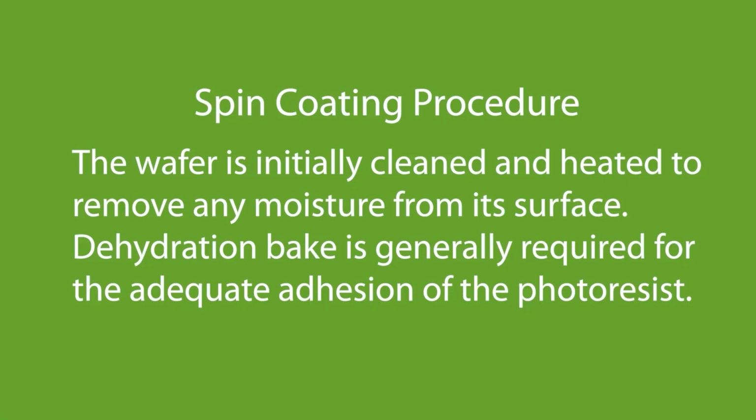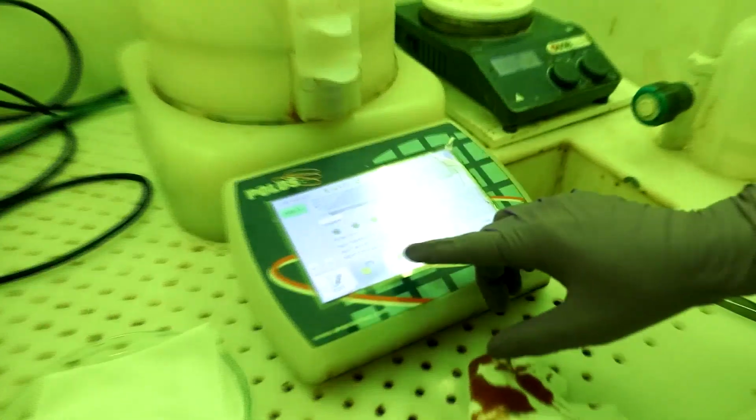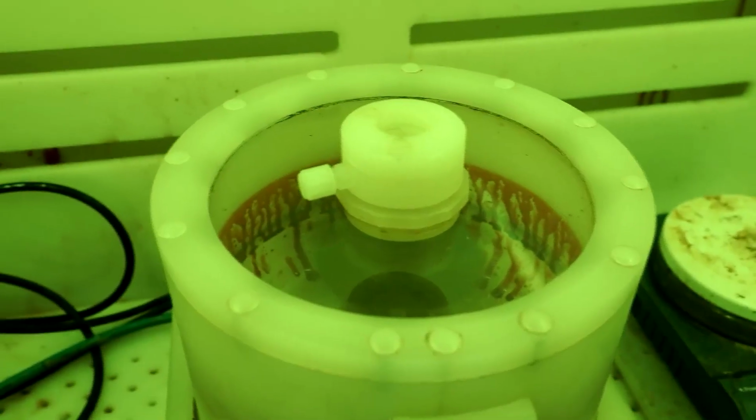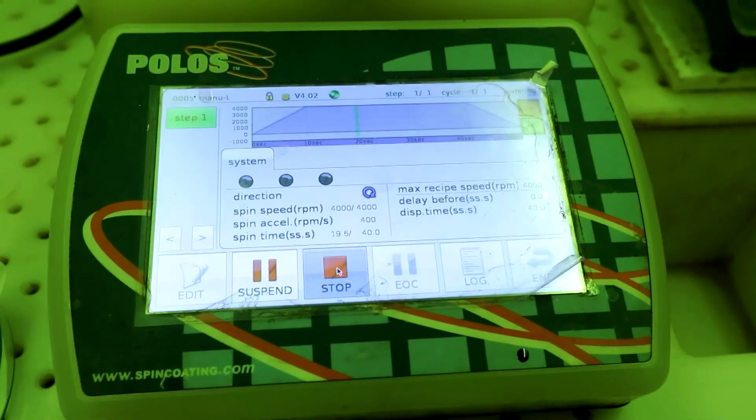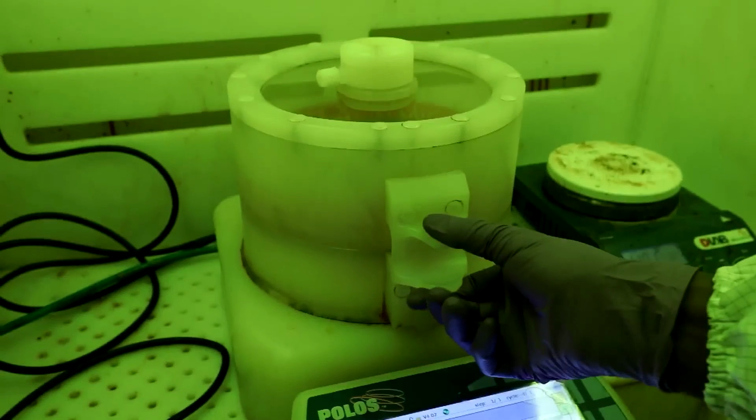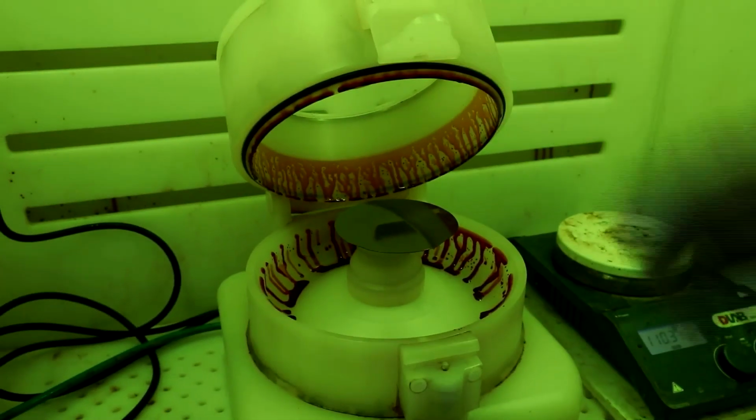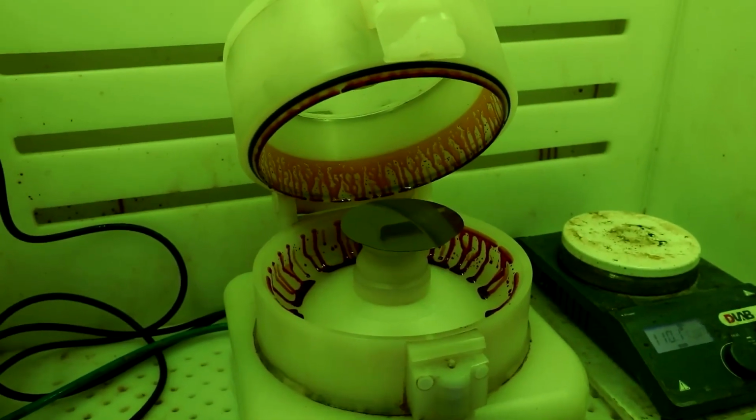Spin coating procedure. The wafer is initially cleaned and heated to remove any moisture from its surface. Dehydration bake at 120 to 140 degrees centigrade is generally required for the adequate adhesion of photoresist. The photoresist is then spun on the surface while the wafer is kept rotating at high speed, generally 3000 to 5000 rpm, depending on the recipe being used, and this spin speed determines the PR film thickness.